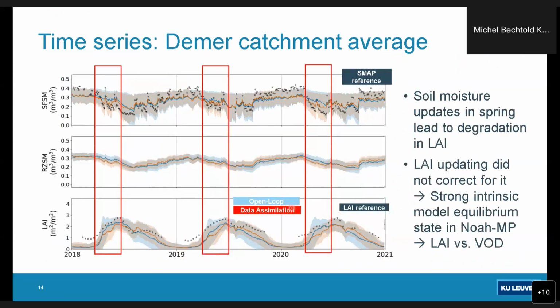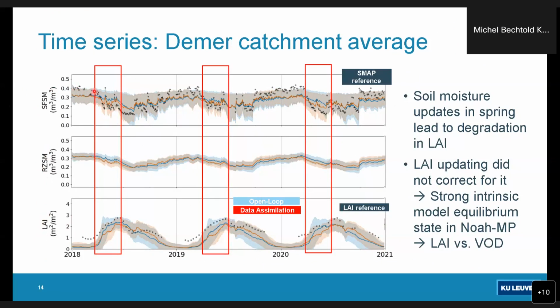Okay, so that degradation in leaf area index I want to illustrate here in a time series. You see here the Dijle catchment averaged time series of surface soil moisture, root zone soil moisture, and leaf area index. The black dots show, at the top, the SMAP soil moisture retrieval reference, and at the bottom, the leaf area index reference. And in blue and red, you see open loop and data assimilation.